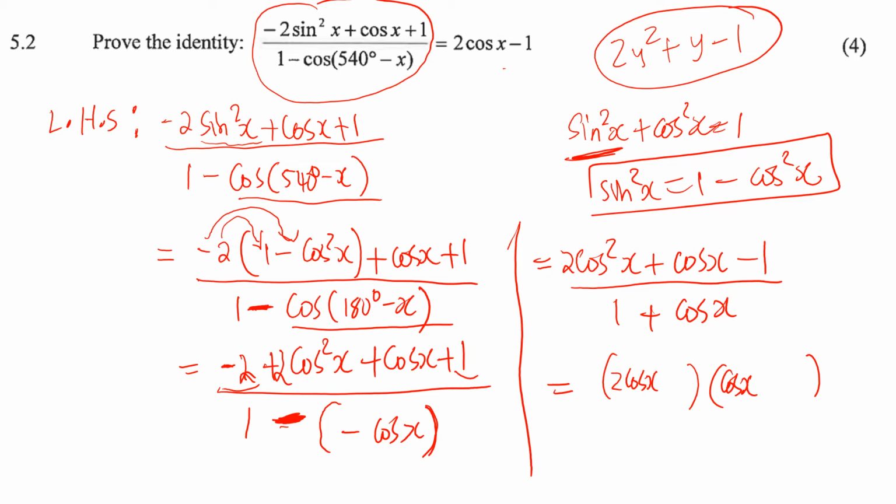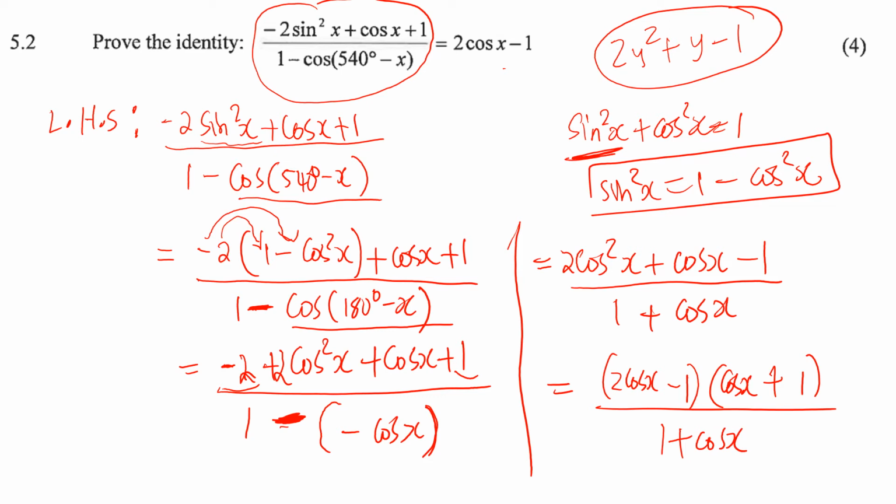So 2 cos x must multiply with 1, and that is positive. This one must multiply with 1, that is negative, so that it can be 2 cos x minus cos x, which will give us positive cos x in the middle. So that's basically how you factorize, right? So this must be positive, then we'll have 1 plus cos x. Okay, can you see something now?